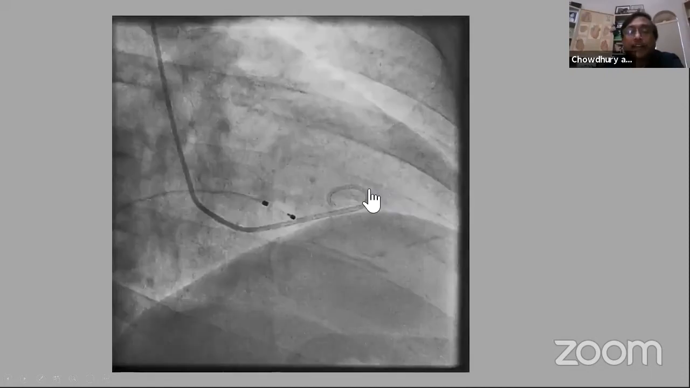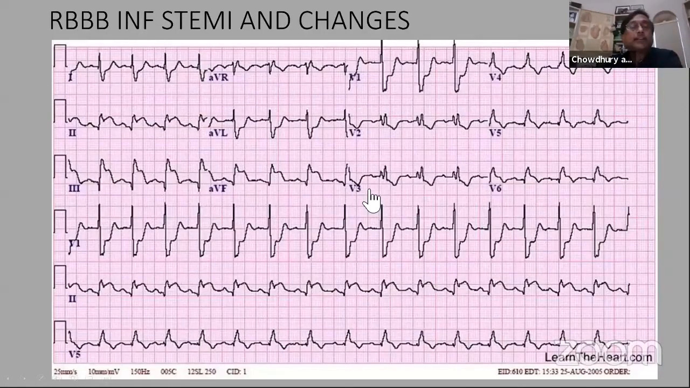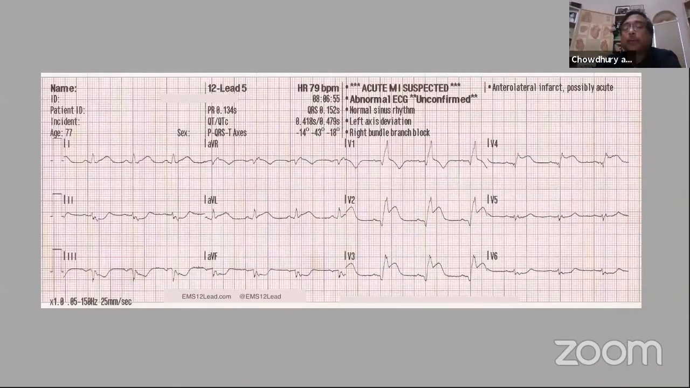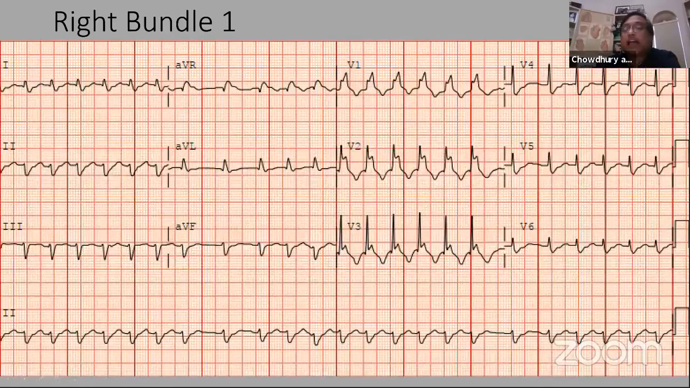So having said that, how about this one? This is right bundle pattern, but very florid inferior ST elevation. And there are some changes in the precordial leads. Repolarization changes in the precordial leads with right bundle without ST depression do not count a lot, but look at the ST elevation, huge. So there is no question that we can read ST elevation with right bundle. We should also be able to read anterior MI with right bundle. And here it is, right bundle anterior. But sometimes my life can be difficult.